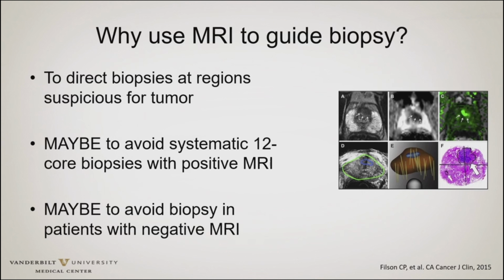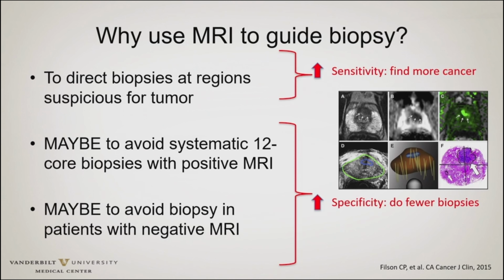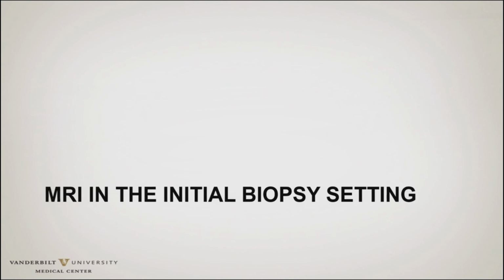You have to be able to read it yourself. So why do we use MRI to guide biopsies? Mainly to direct biopsies at regions of suspicion for tumor, but perhaps also to avoid doing systematic core biopsies in the setting of a positive MRI, in other words, aim only for the target, and maybe to avoid biopsy altogether in people with a negative MRI, and we'll talk about those things.